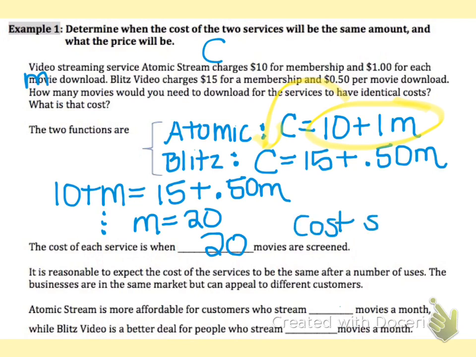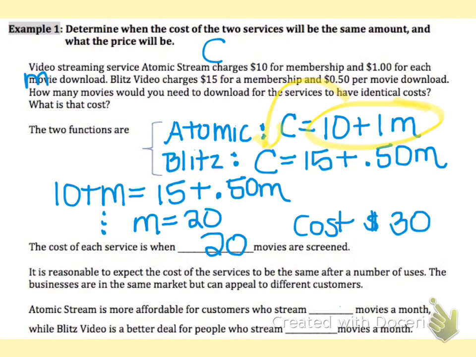So the break even for the two, when it would cost the same, is $30 and 20 movies. So Atomic Stream is more affordable for customers who stream blank movies a month. Well, if you think about the Atomic, there's a smaller startup cost, but they charge $1 per movie. So when they're under 20 movies, excuse me, that Atomic is cheaper because you don't have to pay that additional $5 extra for the membership up front.